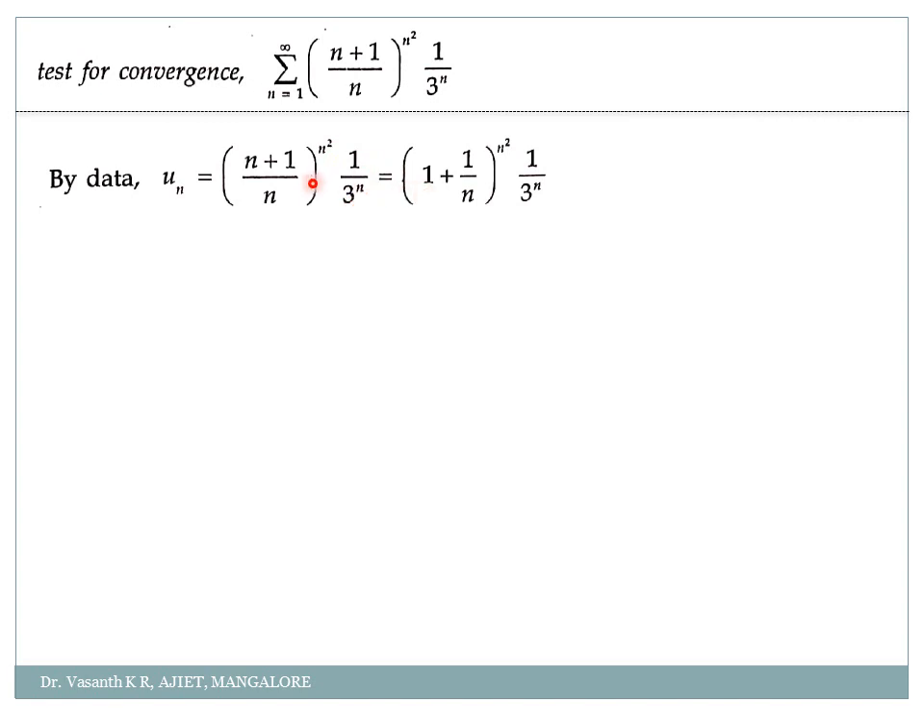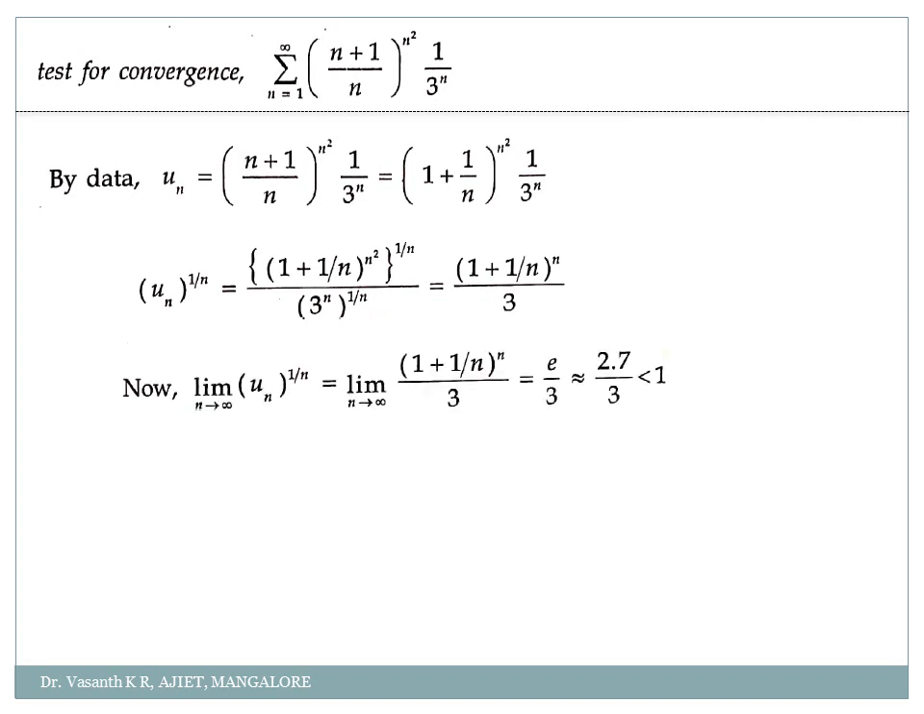First I'll simplify this. This n plus 1 divided by n, I'll split into both terms in the numerator. So n by n is 1, plus 1 by n, to the power n square, and into 1 by 3 to the power n. Now raise this un to the power 1 by n. When I raise that, for the numerator I have raised 1 by n and for the denominator I have raised 1 by n. So here the n square and n will get cancelled, and I'll get 1 plus 1 by n to the power n, and here n and n will get cancelled, so I'll get 3. Correct? Are you clear with the step? Yes. Now what to do? Take limits.